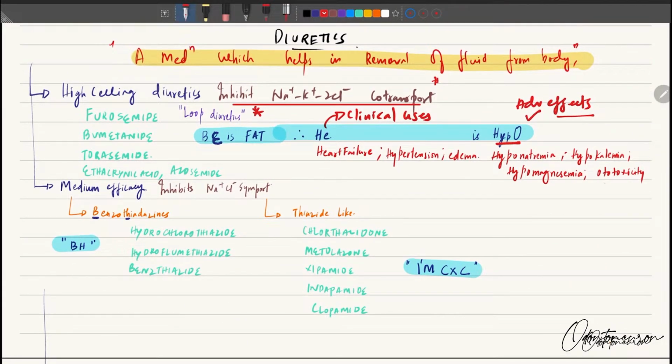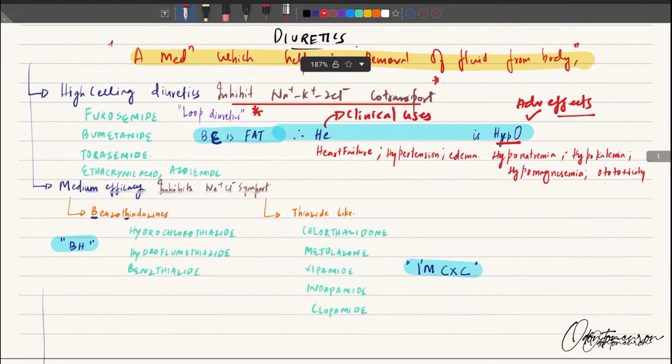Another way to remember is that it inhibits your sodium, potassium, and chloride channel, right? Of course, once the channel is inhibited, the normal reabsorption mechanism cannot work. It will not be able to reabsorb, so everything will go out via your urine. Therefore, sodium will be lost, leading to hyponatremia. Potassium will be lost, leading to hypokalemia. Magnesium and calcium, the two guys below, are lost too, therefore hypomagnesemia.